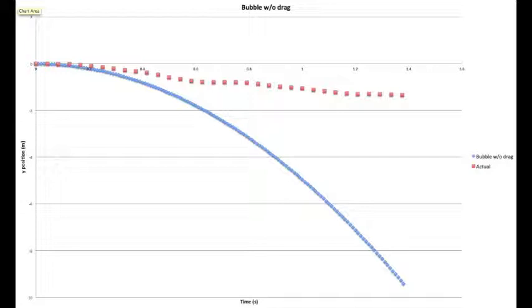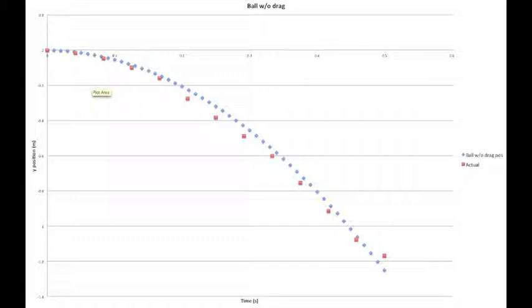In the graphs without drag, we assumed that there was no air resistance, so the velocity continually increases because there's no counterforce. This appears in the bubble wrap graph without drag because the slope of the model is much steeper than the slope of the actual data. In the ball graph without drag, there isn't much of a difference because the ball is heavier and a more aerodynamic shape, so the drag is really low. It's actually almost zero, and in this short amount of time, it doesn't have much of an effect.